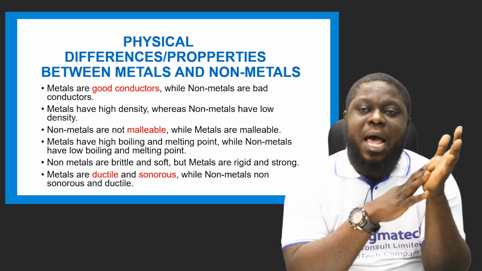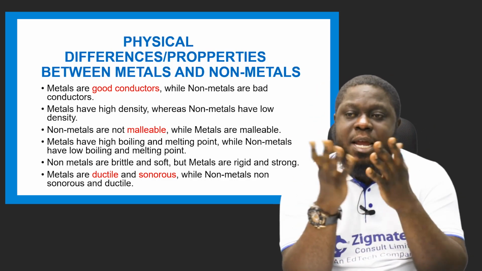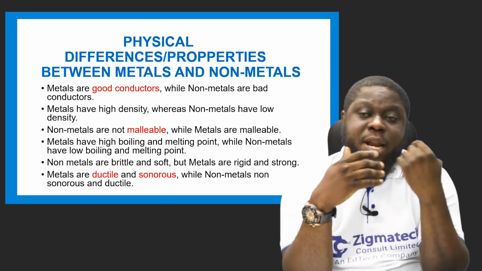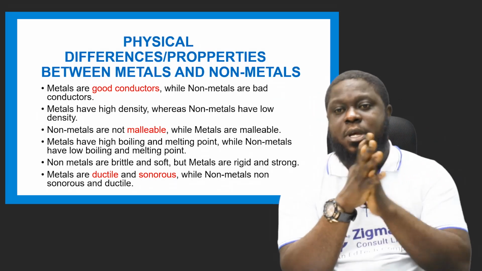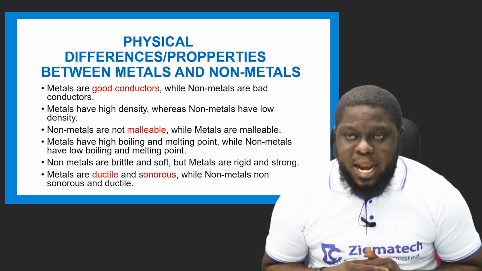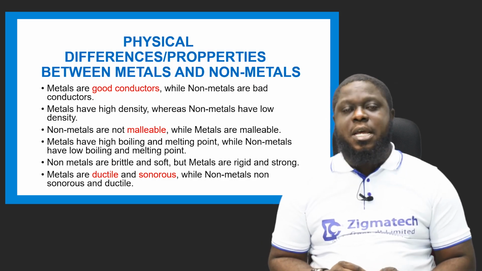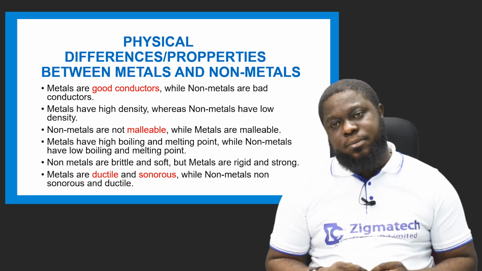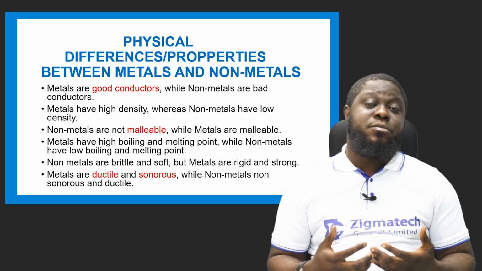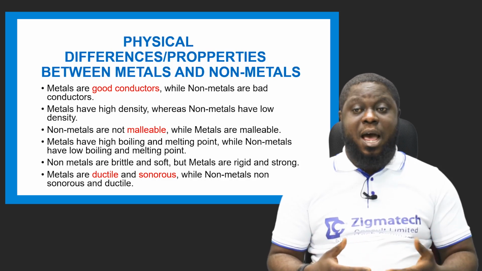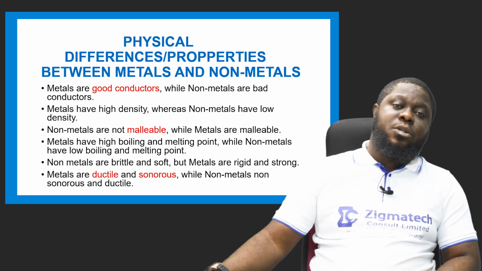Now, non-metals are brittle and soft, but metals are rigid and strong. Like I said, they are rigid and strong because they are solid. These others are brittle and soft because they are gases and liquid. Now, they say metals are ductile and sonorous, while non-metals are not ductile and sonorous.